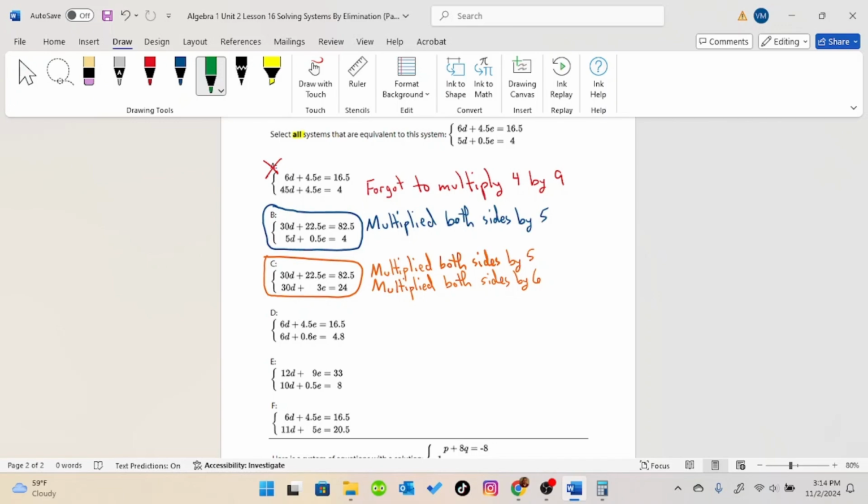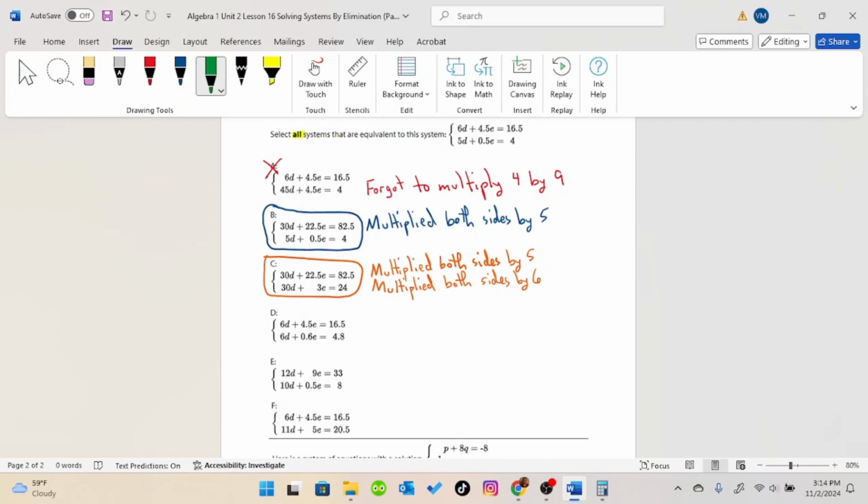Now we can look at D. We stayed at 6D on the top. We stayed at 4.5E on the top, and we stayed at 16.5 on the top. So nothing changed, so that's okay.